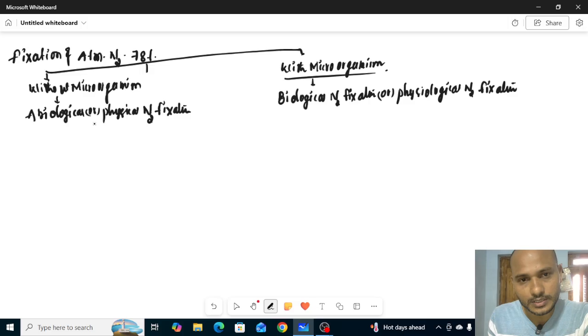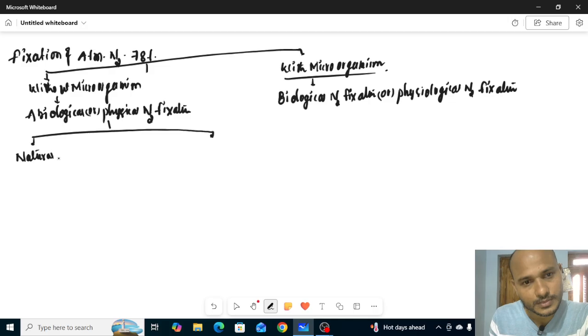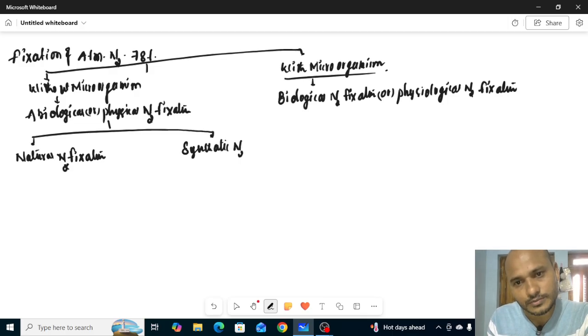This physical nitrogen fixation occurs in two processes. One is natural nitrogen fixation, and the other is synthetic nitrogen fixation. Natural nitrogen fixation occurs by the electrical nitrogen fixation process, and synthetic nitrogen fixation occurs by industrial nitrogen fixation.